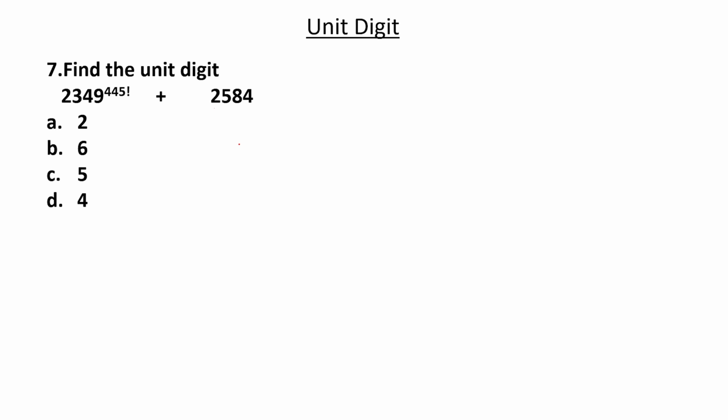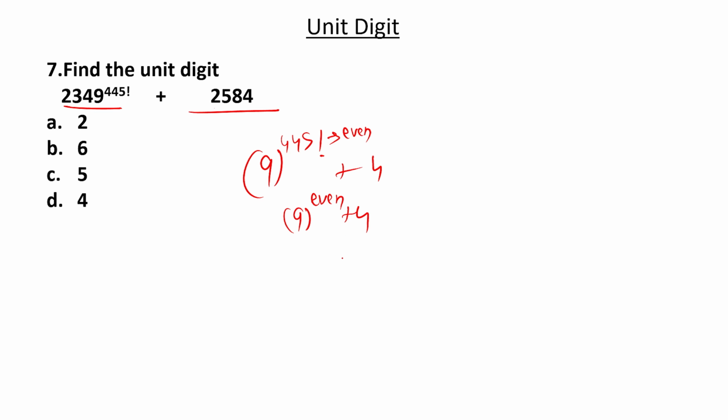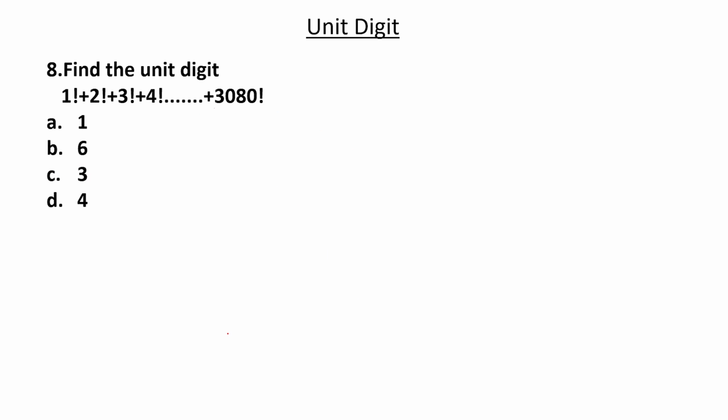Since you already did that, I think this will also be easy. All you need is 9 power 445 factorial plus 4. So this value is even. 9 power even plus 4. 9 power even means we will get the value of 1, plus 4 is equal to 5. 5 is our answer. You got it? Let's move on to the next question.